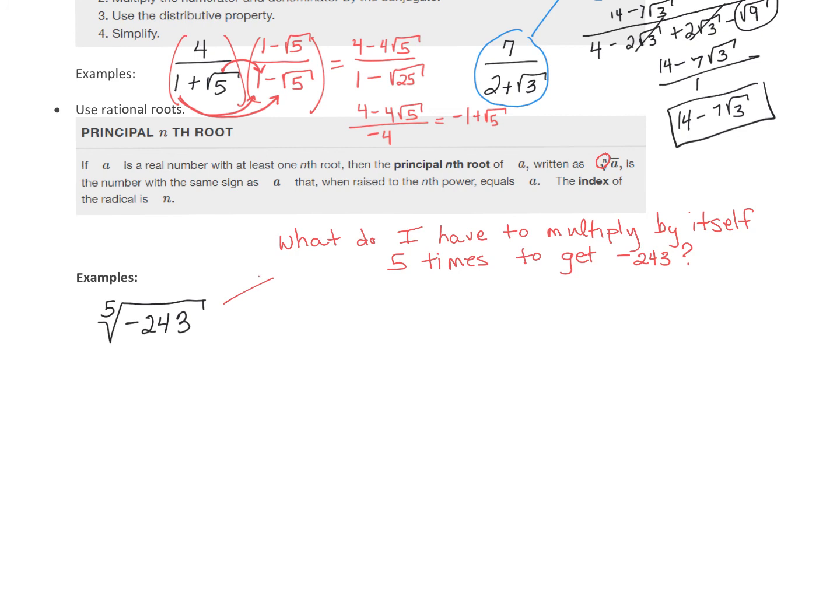Well, when we have an odd index like this, if the radicand is negative, we know we're going to have a negative number. And let's think about 243. 243 is divisible by 3. I'm going to make a factor tree. So you can see 243 is 3 times 81. 81 is 9 times 9, and each of those 9s is 3 times 3. So how many 3s do we have? We have 1, 2, 3, 4, 5. So our answer here is negative 3.